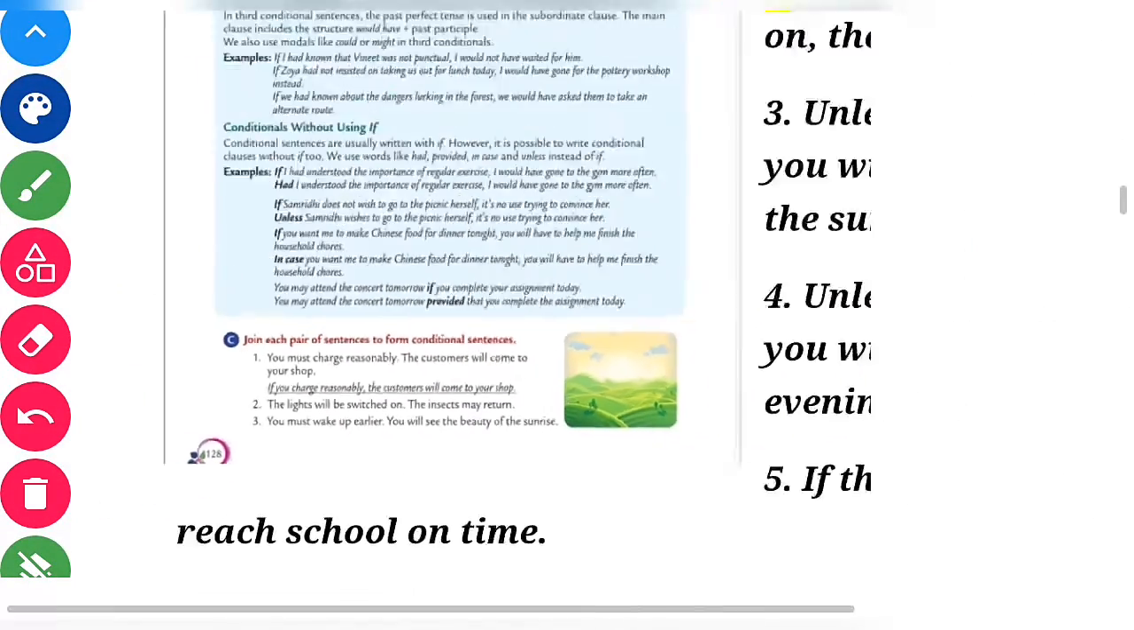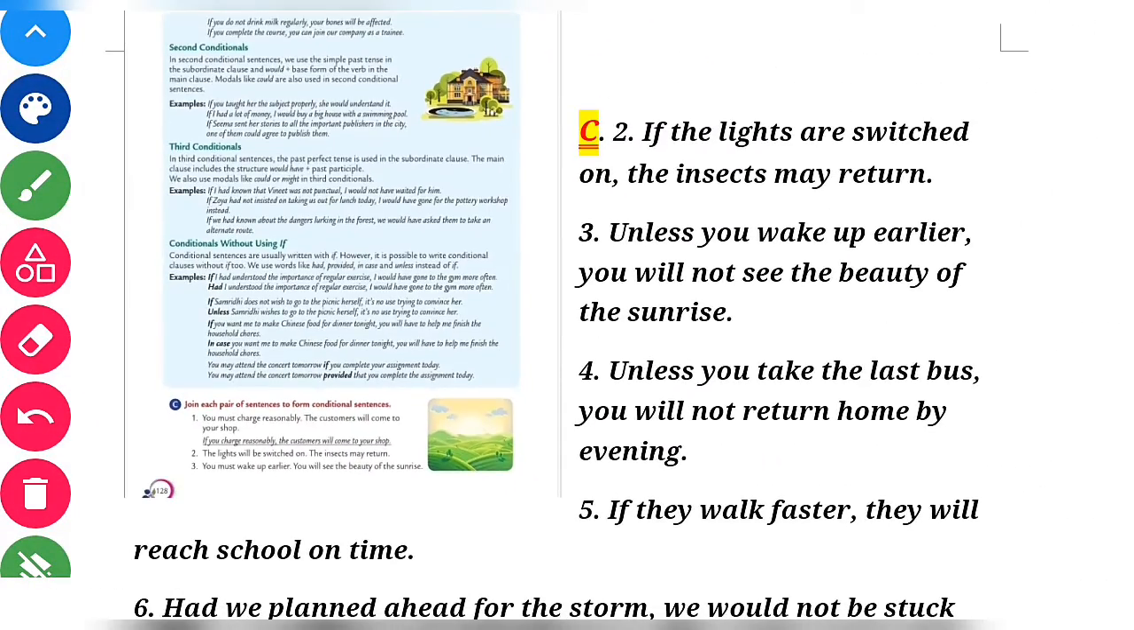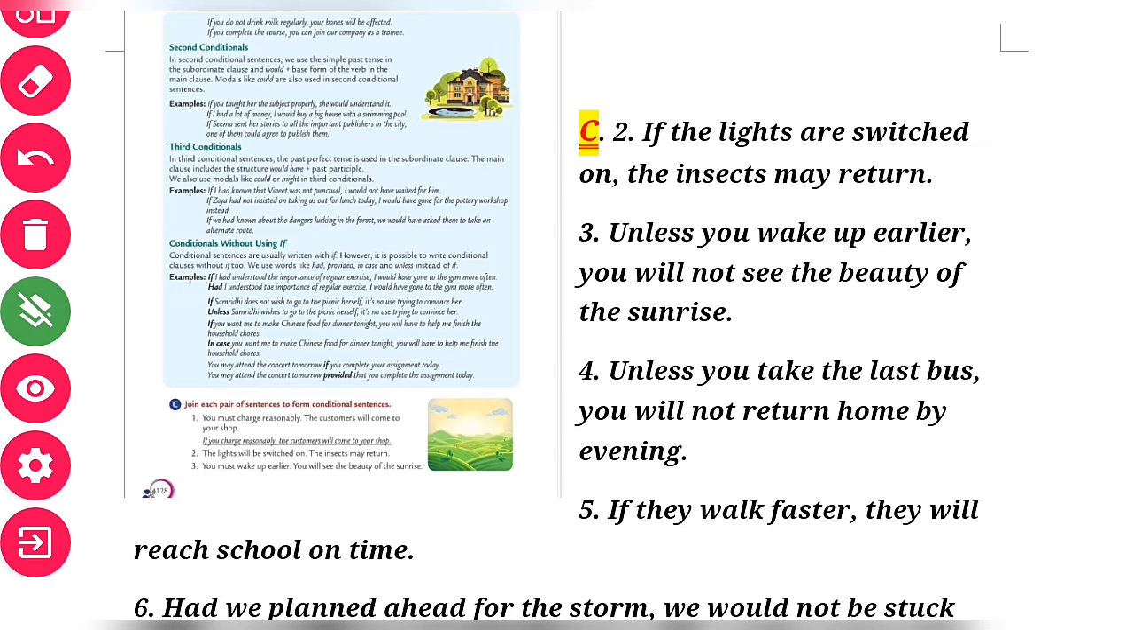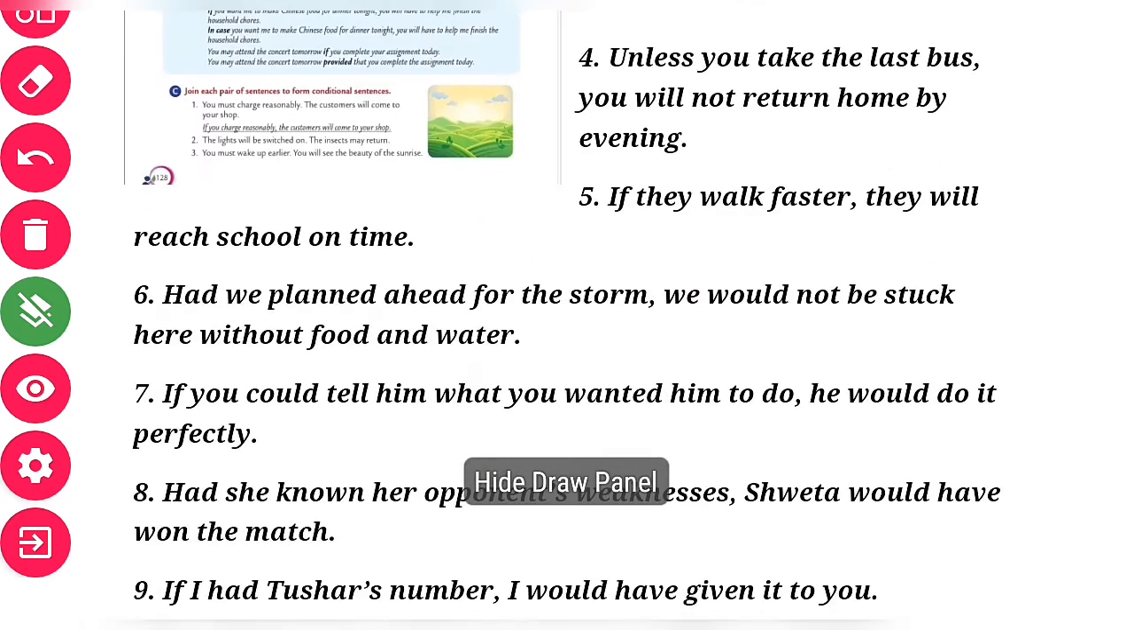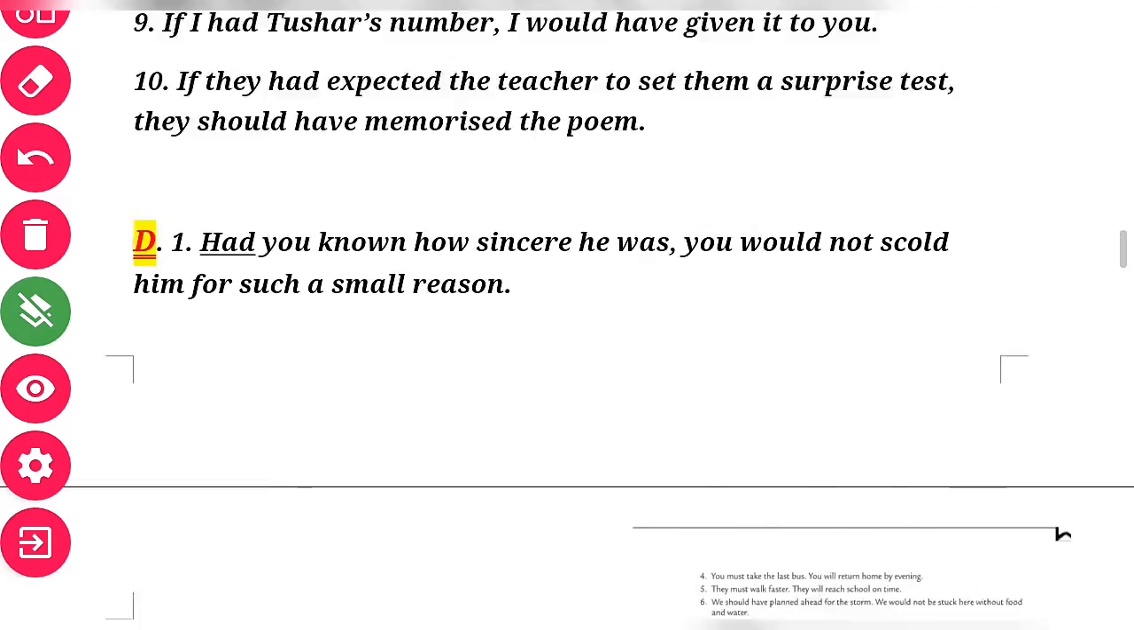Clear? So exercise C is written here. I have given all the answers of exercise C. You can check that. The second is, if the lights are switched on, the insects may return. Unless you wake up earlier, you will not see the beauty of the sunrise. So all the answers are given here. You can check here. Now we'll talk about exercise D.